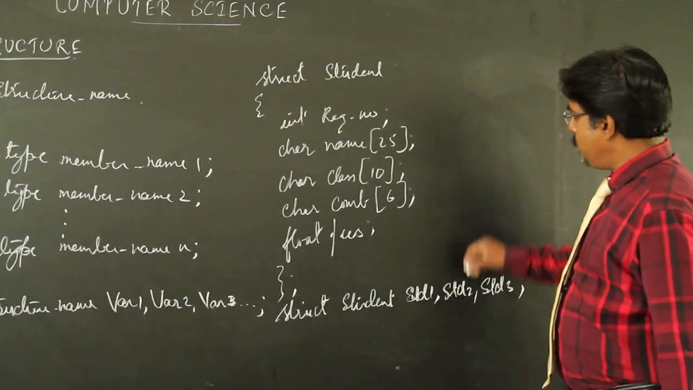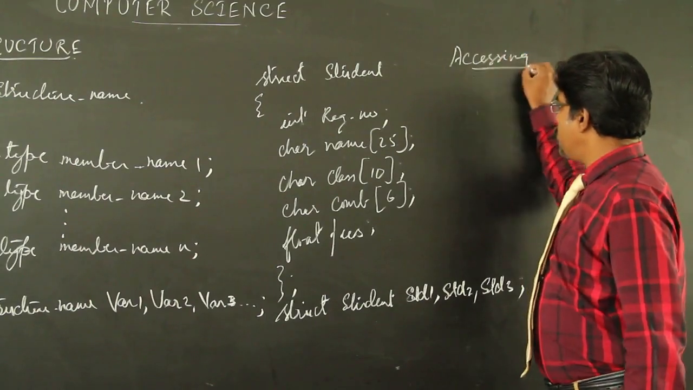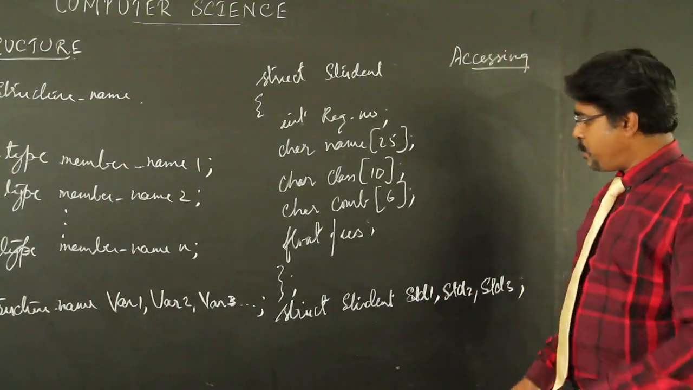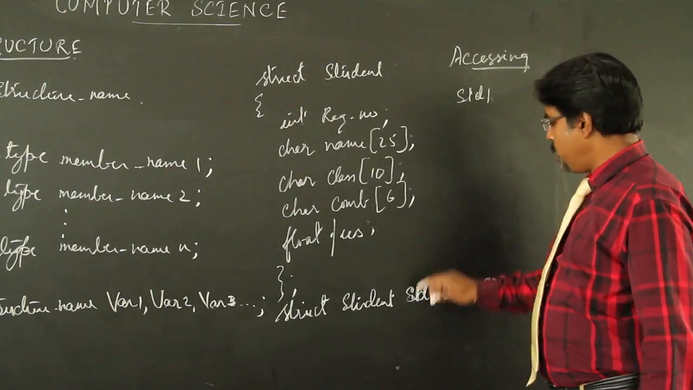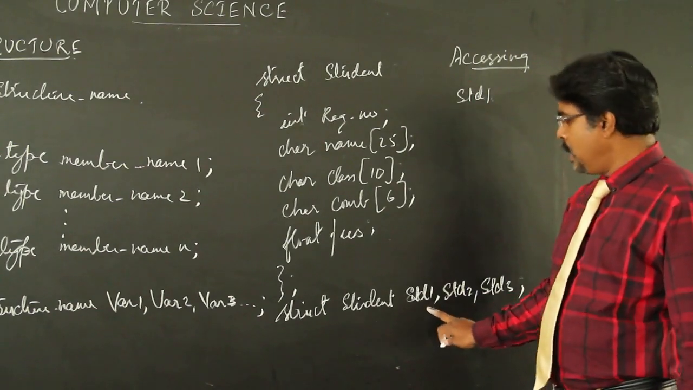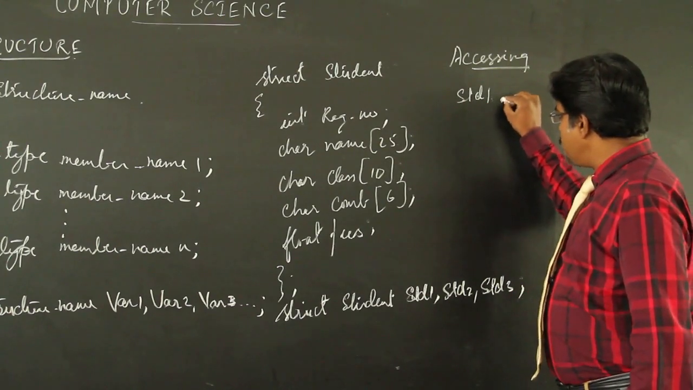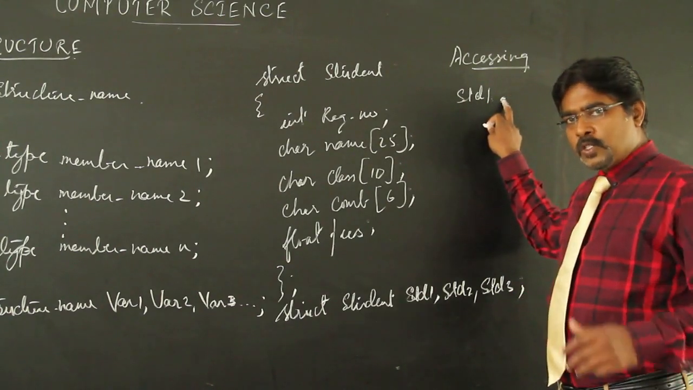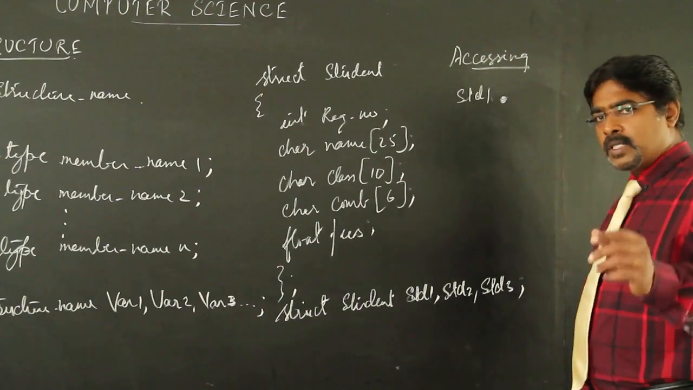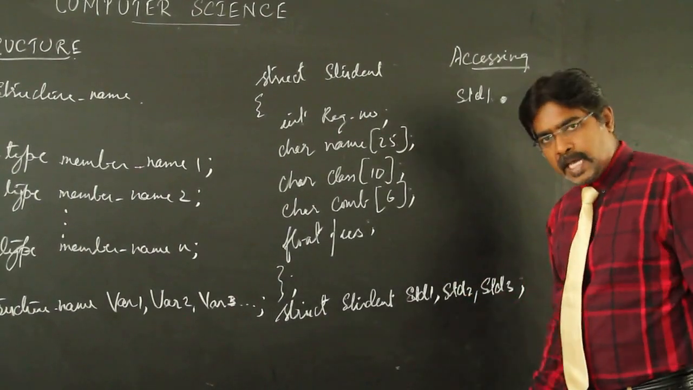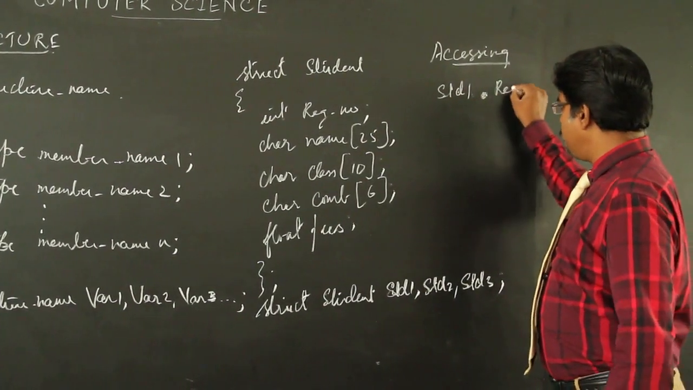Next, we will be accessing the members of a structure. While accessing the members of a structure, we need to know the syntax for that. We will be using the variable of a structure, that is std1. I have taken the first variable. Next we will move on to std2 and std3. std1, then there is a dot. This dot operator is also called the access operator, and you should not forget this operator because the same operator will be used in classes and objects. std1 dot, then there is register number.